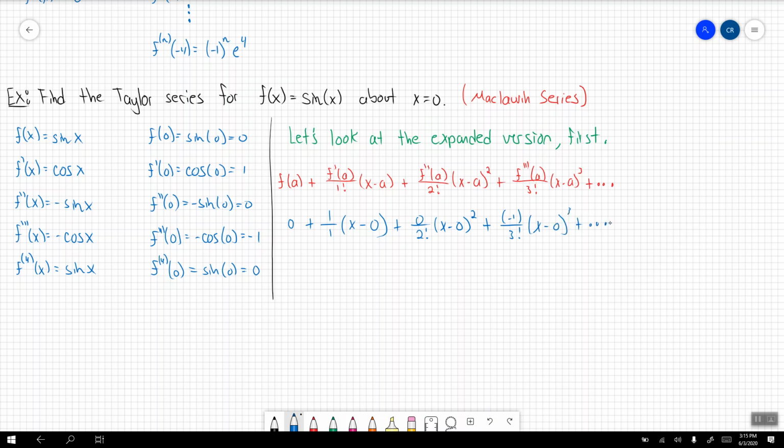And then we keep on going. Or we could actually do the fourth term. Let's do the fourth term. Fourth term is 0 over 4 factorial multiplied by x minus 0 to the power of 4. There we go.